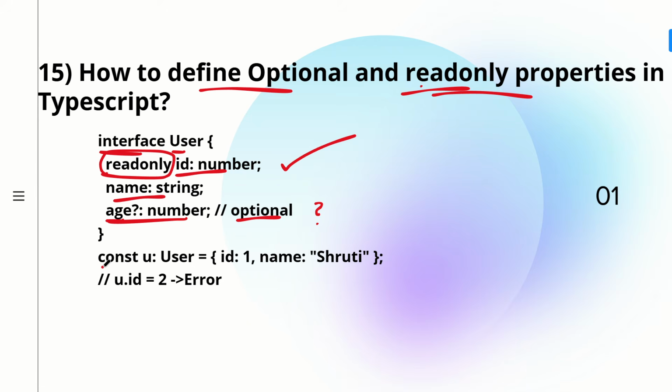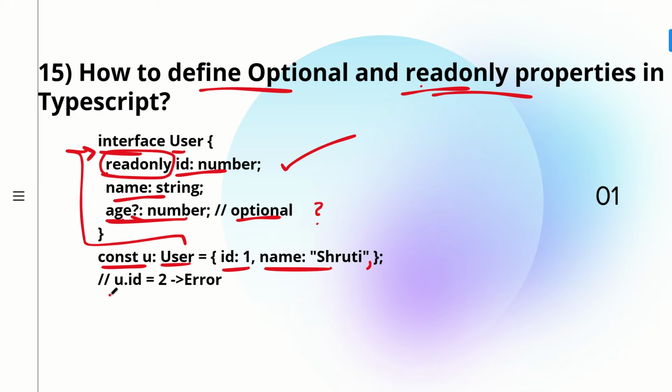So how are we using it? Const u, it is going to refer to the blueprint of the user interface. Then we have our object, id is the first one, so id has value 1. Then we have name Shruti, age is optional. So if you want you can give, if you don't want, don't give it, it's optional. So here we have not given age and still we are not getting any error.